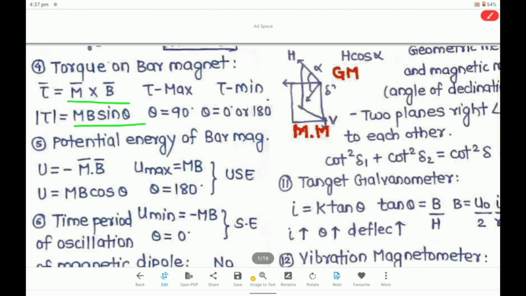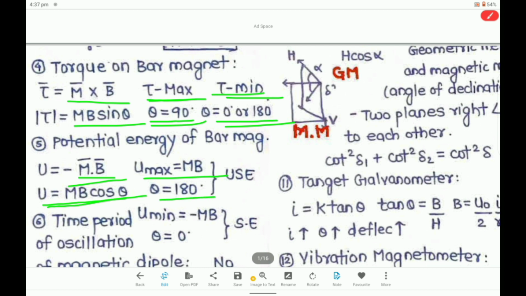Potential energy of a bar magnet is equal to minus m dot b. Now dot product, so here we can express it as minus mb cos theta. Potential energy is maximum when theta is equal to 180 degree, because cos 180 degree is minus 1. So overall it can be plus mb. Now it is minimum when theta is 0 degree, because it will remain as the minus sign.